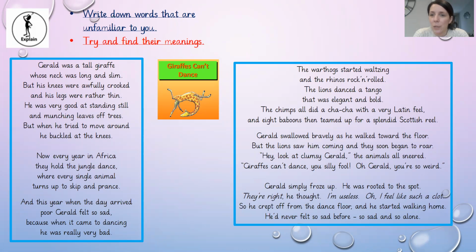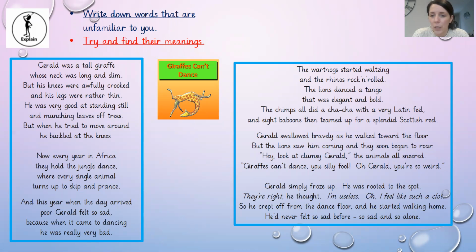The warthogs started waltzing and the rhinos rock and rolled. The lions danced a tango that was elegant and bold. The chimps all did a cha-cha with a very Latin feel, and 8 baboons then teamed up for a splendid Scottish reel. Gerald swallowed bravely as he walked towards the floor, but the lions saw him coming and they soon began to roar. Hey, look at clumsy Gerald, the animals all sneered. Giraffes can't dance, you silly fool. Oh, Gerald, you're so weird.